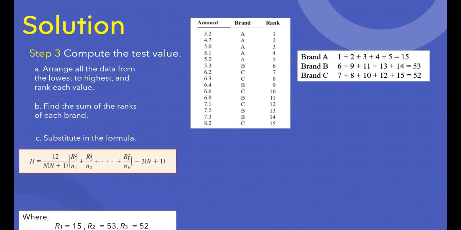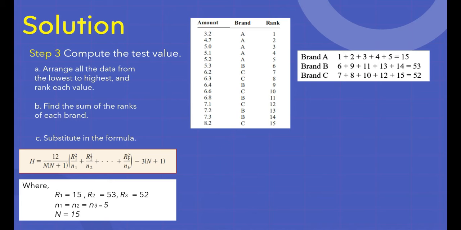So here's the formula where our R sub 1 is equal to 15. Yung brand A natin, nakuha natin yung sum of the ranks. Yun na yung R sub 1 natin. Yung R sub 2, yung sa brand B, 53. Tapos, R sub 3 is equal to 52, yung sum of the ranks ng brand C.